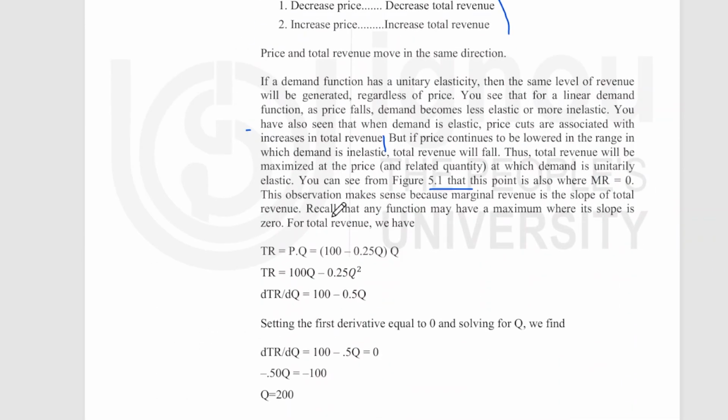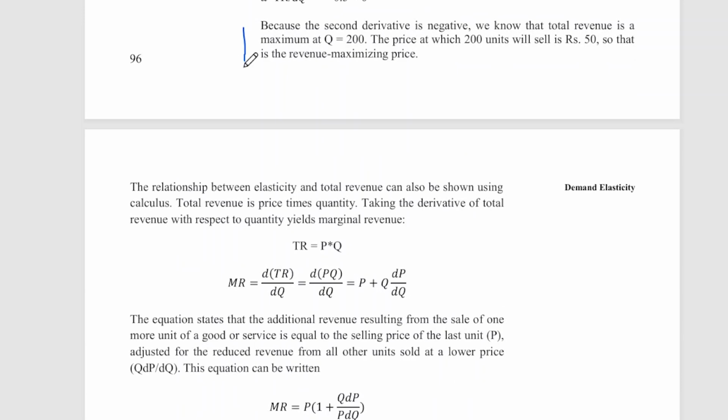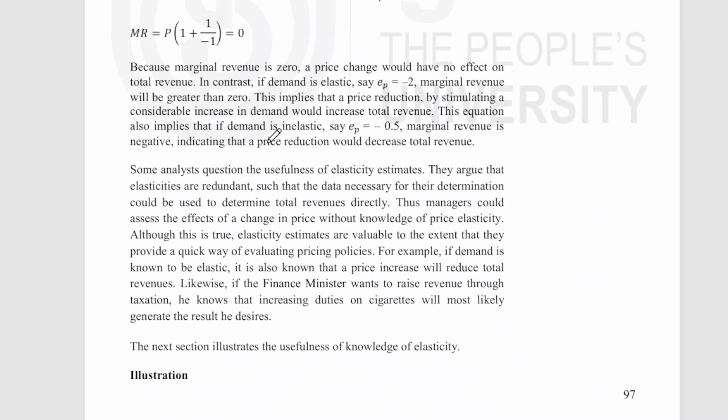And this observation makes sense because marginal revenue is the slope of total revenue, and recall that any function may have a maximum where its slope is 0. So for total revenue, here is the equation, and all is based on the equation, so refer to this. And because marginal revenue is 0, a price change would have no effect on total revenue.